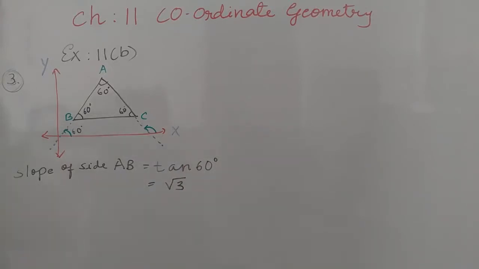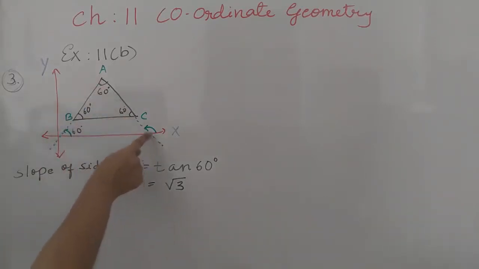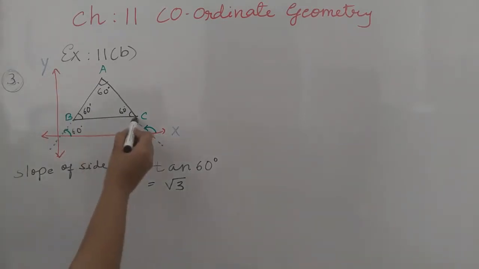Now one more thing students, here this AC side is extended and this is the angle. This is obtuse angle, you see, and these are forming, you see this and this. They are not equal angles.